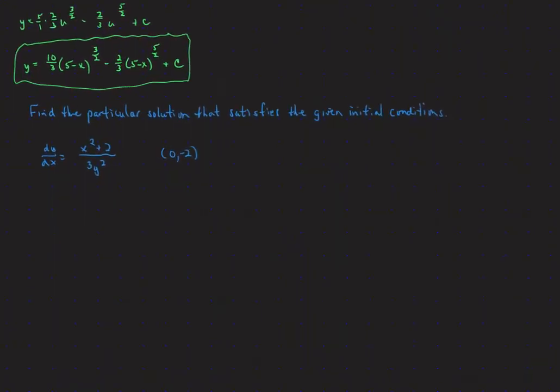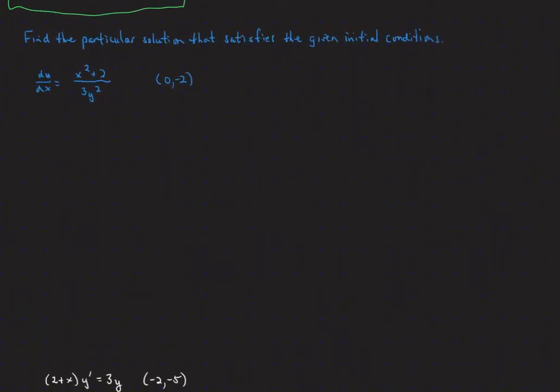Now we'll get to some more interesting ones, where we really have to separate the variables. So here we have our differential equation. dy dx is x squared plus 2 over 3y squared. And we have the initial condition 0, negative 2. So to separate the variables, I'm going to multiply the 3y squared to the left side to join the dy, and multiply the dx to the right side to join that x squared plus 2.